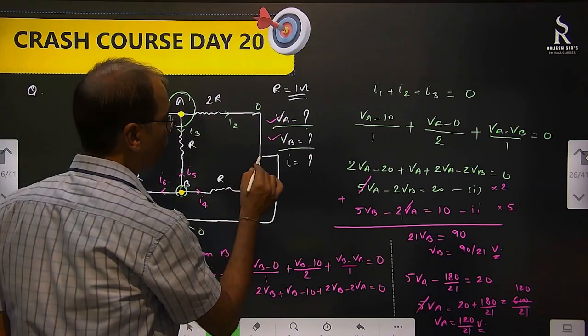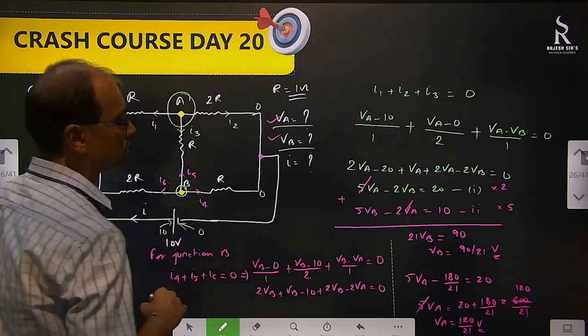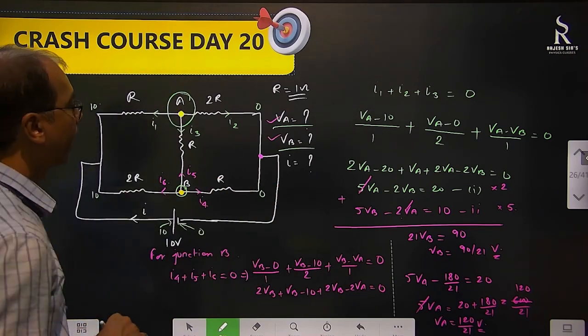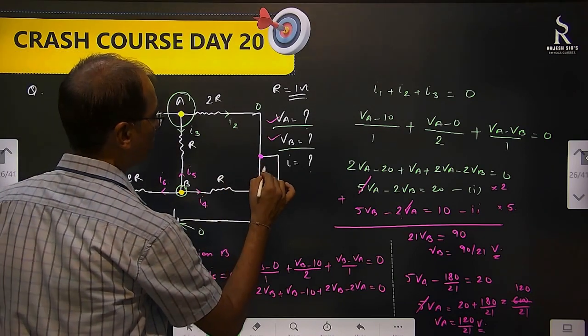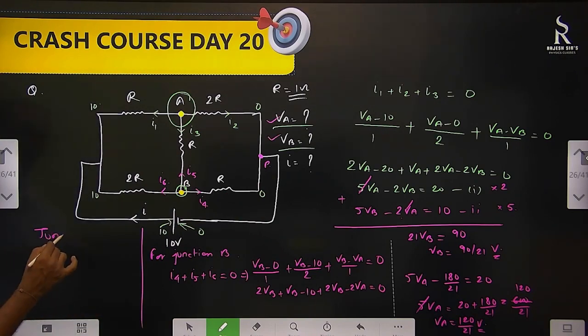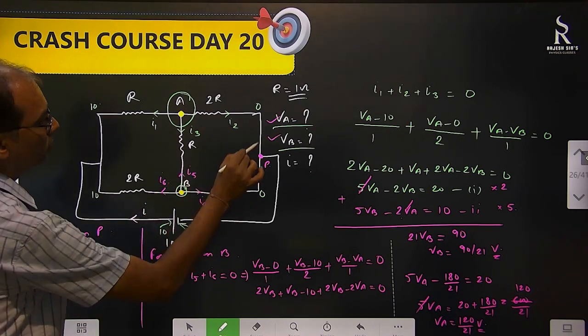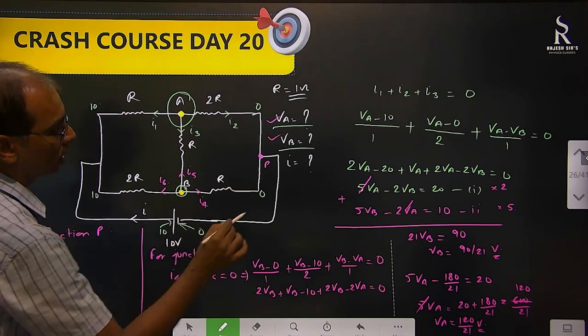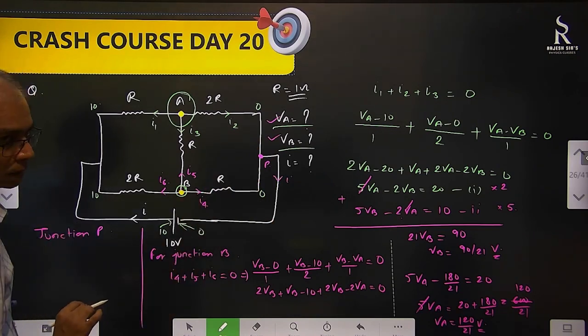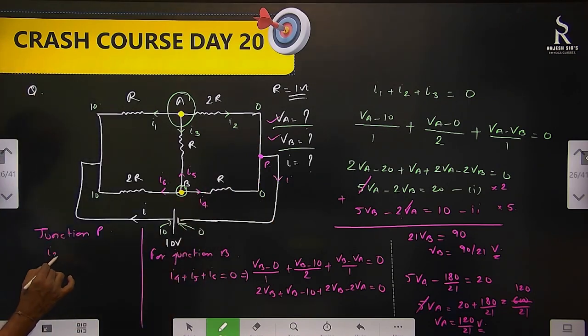Now what we will do is, I am going to write this as a junction now. This is the junction this time. Okay. So if this is a junction, this point we will say P. So for junction P, I2 plus I4 equal to I. Here is I. From here I4 is coming, from here I2 is coming. Clear? So I2 plus I4 equal to I.